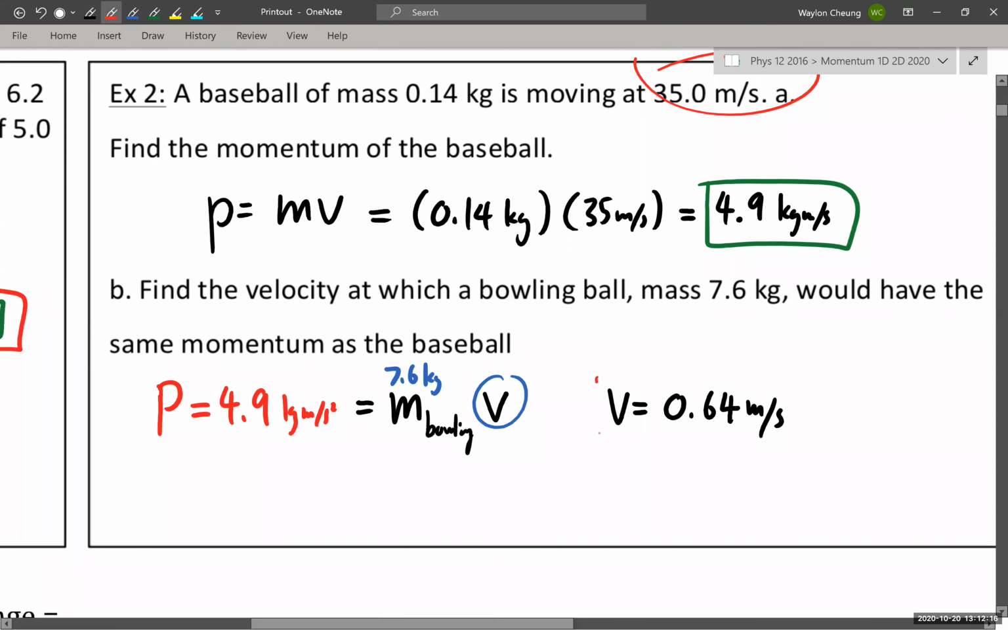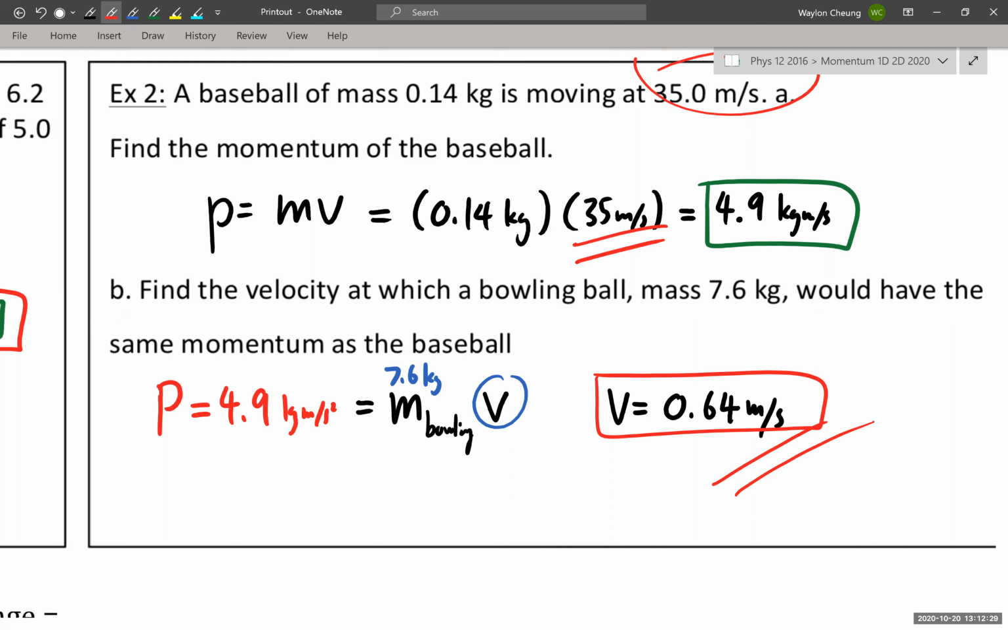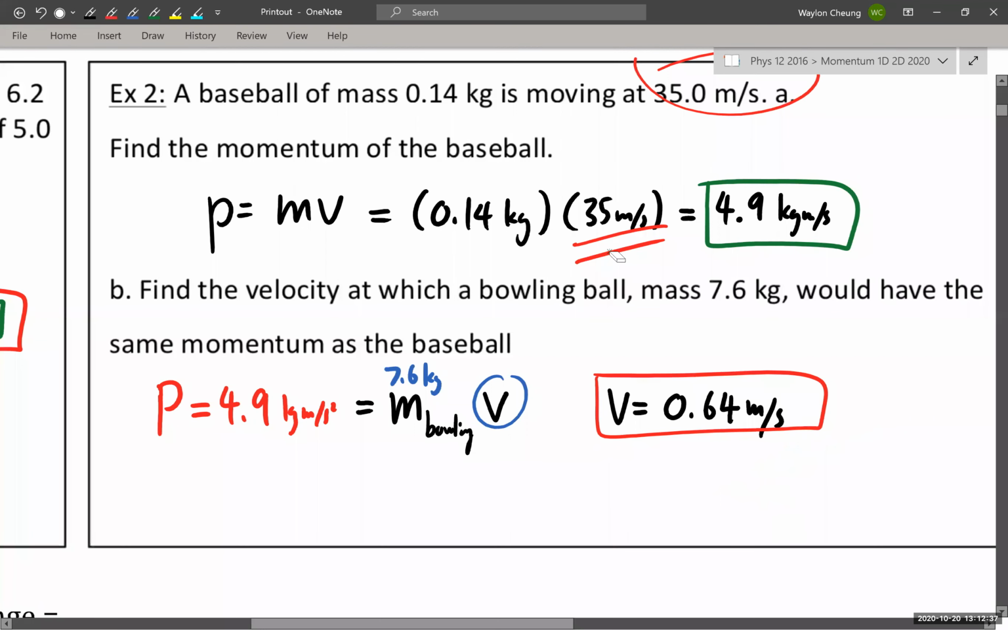Now, what you want to notice in here is, look at how fast the baseball had to go, 35 meters per second, and look at how fast the bowling ball had to go, only 0.6 meters per second. And they will have the same amount of momentum, right? Because the bowling ball is just so much bigger, right? Okay. All right, so that equation is easy, all the examples that we have done.